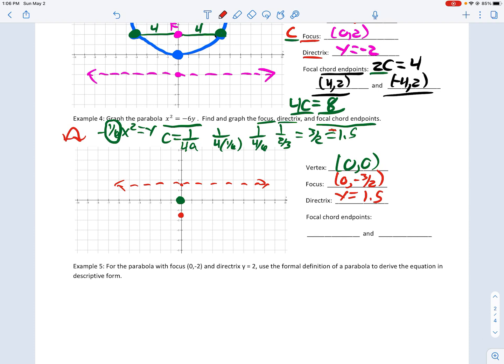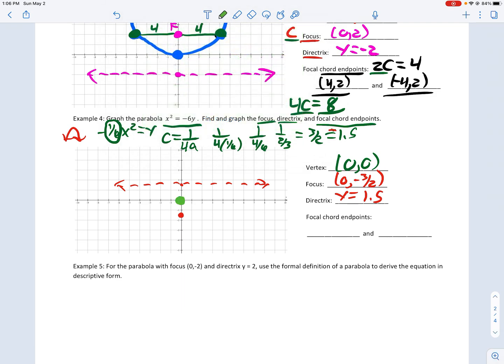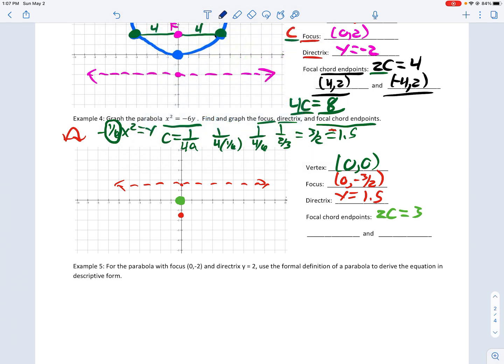Okay, so right now I need 3 points. I have 1 point, the vertex. So I need those endpoints. That comes from 2c. So it's twice the distance from the green dot to the red dot. So if the red dot to the green dot is 1.5, twice that would be 3. So I'm going to go to the red dot, the focus, and I'm going to go right 1, 2, 3, and left 1, 2, 3. And there's my endpoints. So there are my other 2 points to make my sketch.